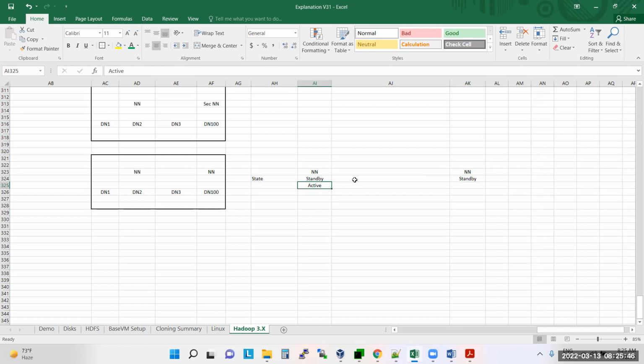Suppose both are in standby. If I run my command, who will take it? Nobody will take my command. But whoever is active, that one will take the command and execute it. Now, due to any reason, if the first name node is down, what will happen? The other standby node, the second one, will start.